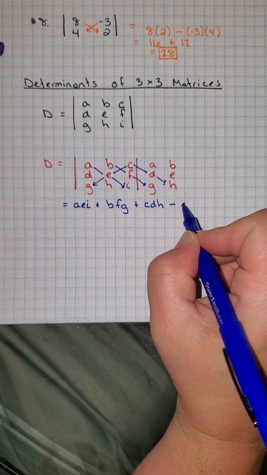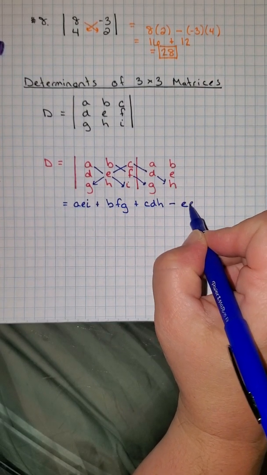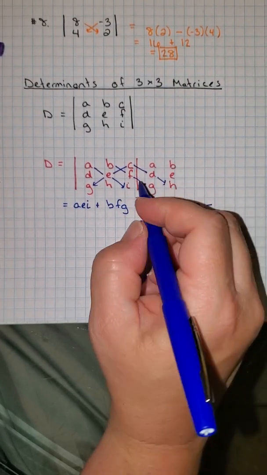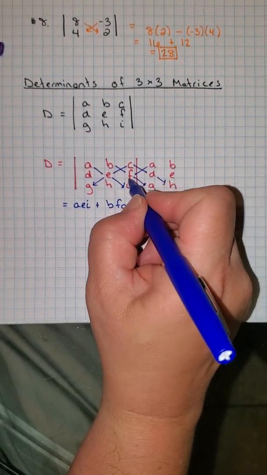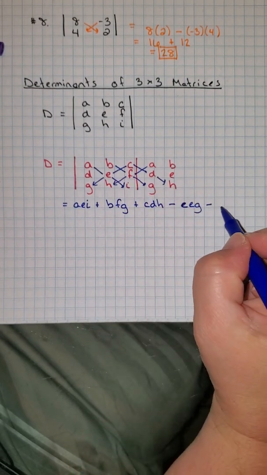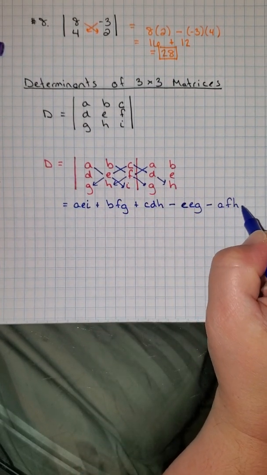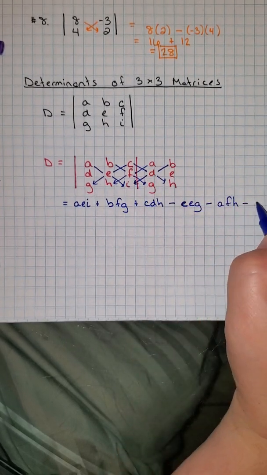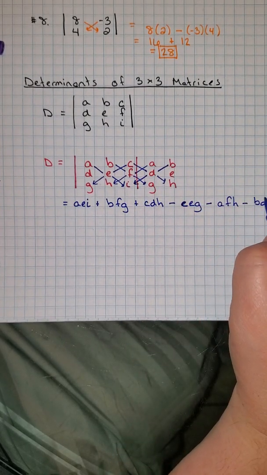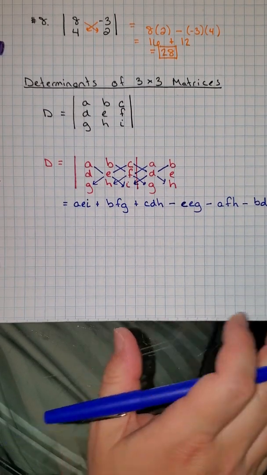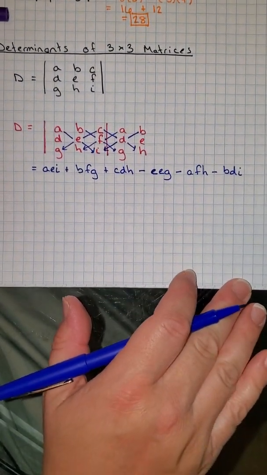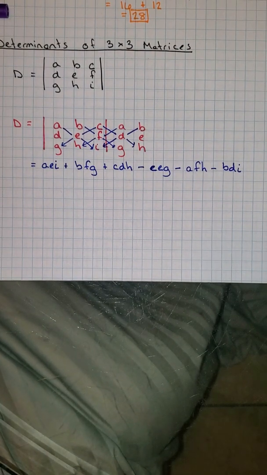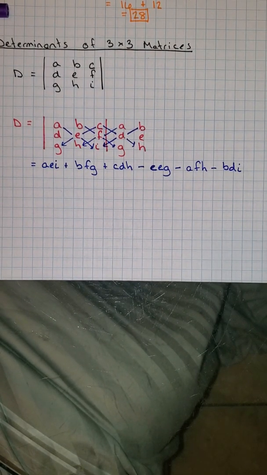C, E, G. That's a C. Minus A, F, H, minus B, D, I. And you would do all the math behind it and find the value of your 3 by 3 matrix.